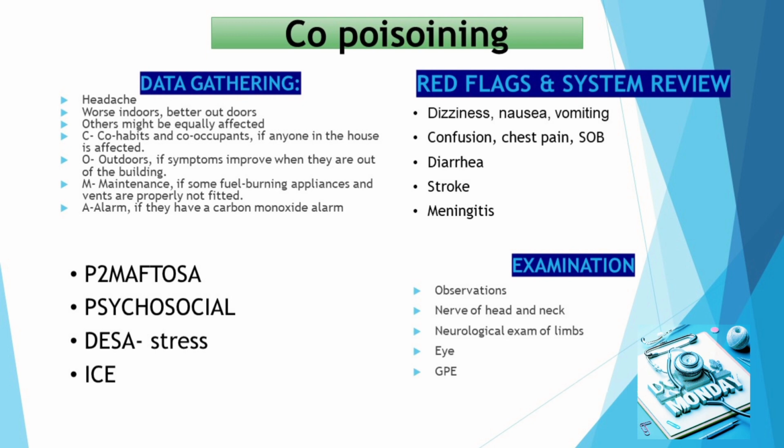So again, as we always say, after history, the next thing we go to is our examination. For examination, we're going to be checking observations. We're going to be checking the nerves of the head and neck. We're going to be doing the nerve exams of the limbs as well, okay? Then we'll look at the back of the eye and we can just do a general physical exam based on if there is the presence of chest pain, trouble breathing, nausea, vomiting. Again, use your clinical judgment as a physician.